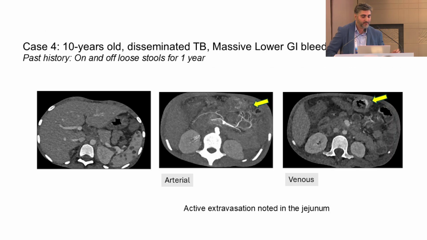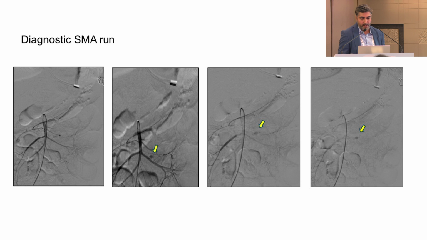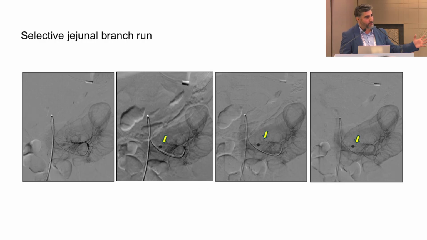Next, this is a case of a 10-year-old with disseminated tuberculosis, presenting with massive lower GI bleed, HB 4.5, shock, past history of on and off loose stools for 1 year. Arterial and venous phase shows active contrast extravasation in one of the jejunal branches. On DSA, we selectively cannulated this jejunal branch, went as far as possible into it, and used PVA particles, just 0.1, 0.2 ml, to introduce stasis into this branch so that we can achieve thrombosis in the pseudoaneurysm.